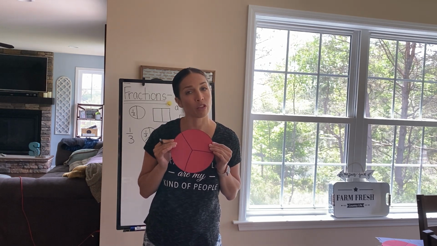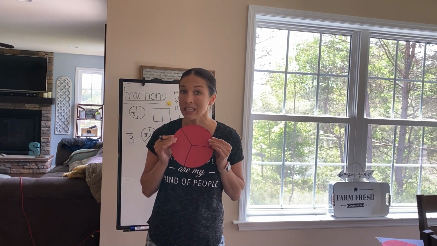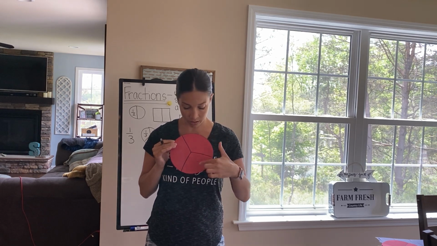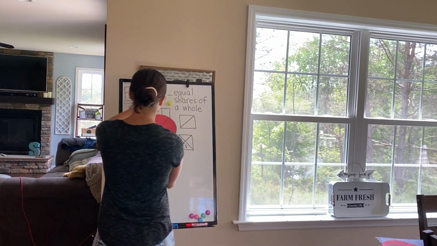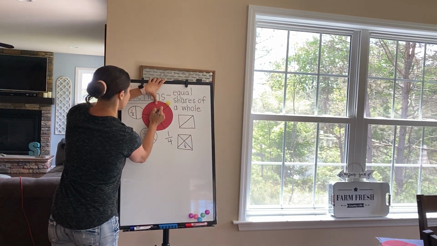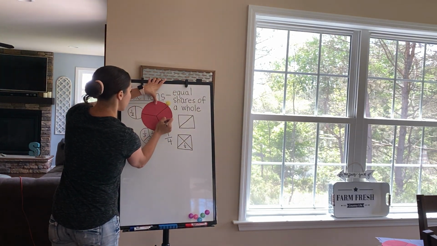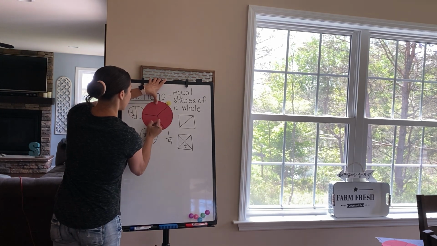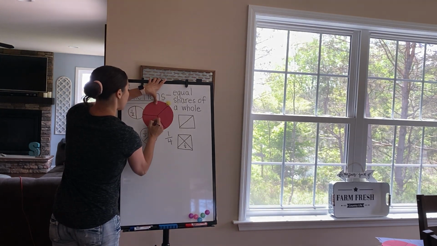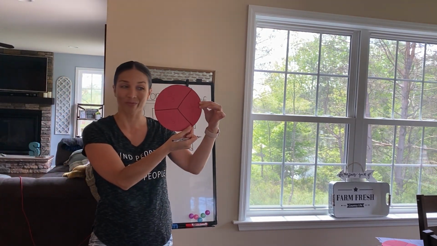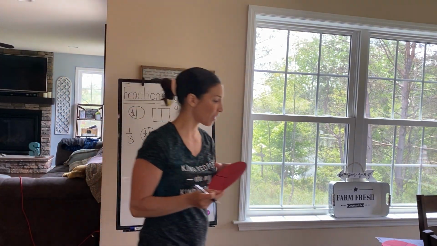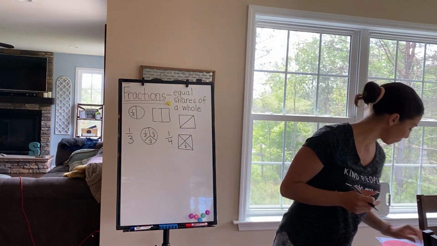Now, let's think about the fraction. Okay, how many pieces are there? 1, 2, 3. So that's going to be our denominator, or our number on the bottom. And then each one is 1 piece. So they're each called 1/3. Okay, good job.